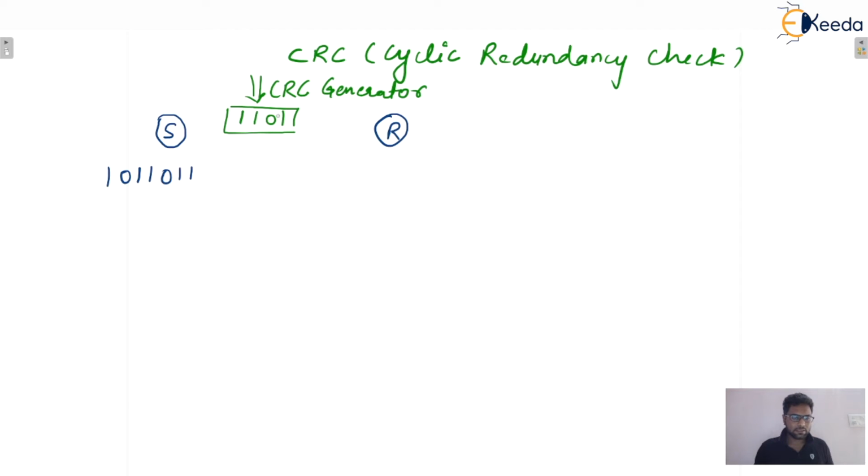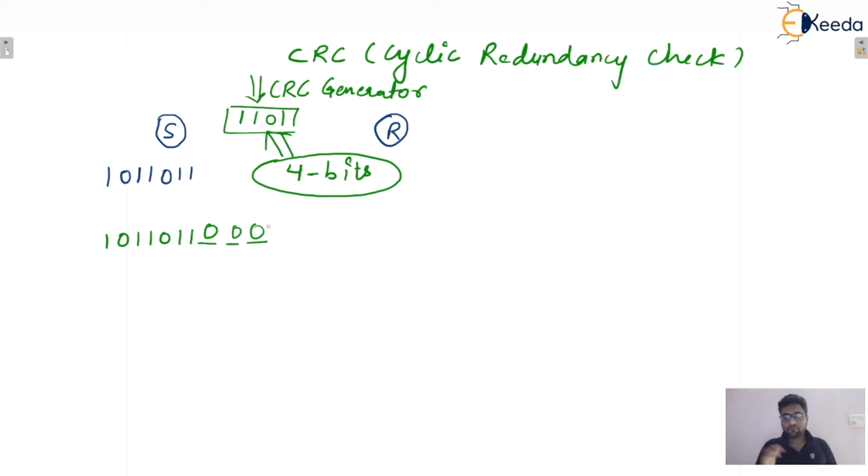So what will happen? If the CRC generator is of 4 bits, the sender is going to attach some extra bits, known as the CRC. If the CRC generator is of 4 bits, then the sender will append 3 zeros to the data. In general, if the CRC generator is of n bits, then the sender will attach n minus 1 zeros to the data.